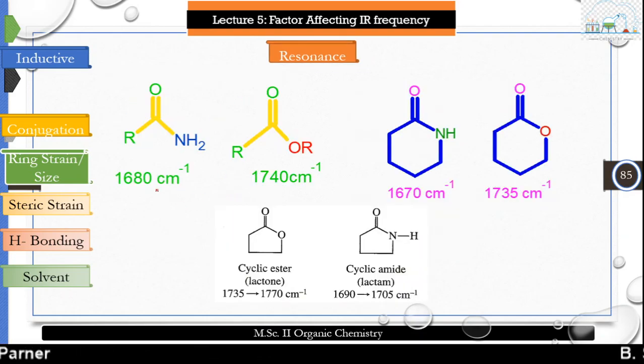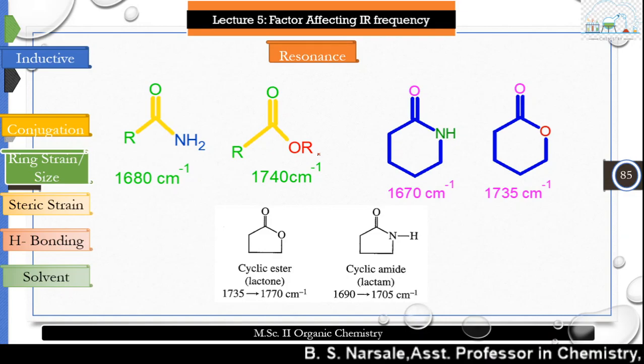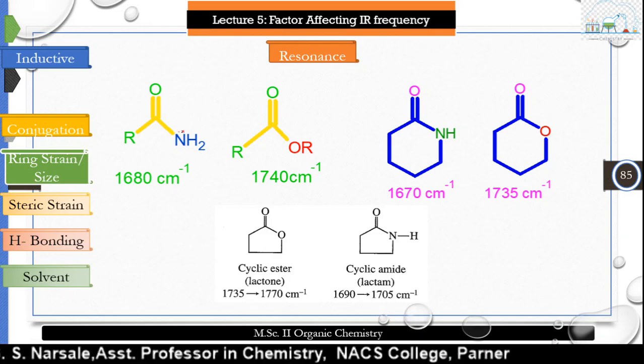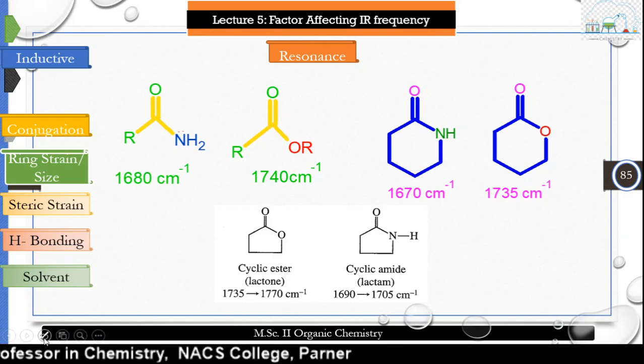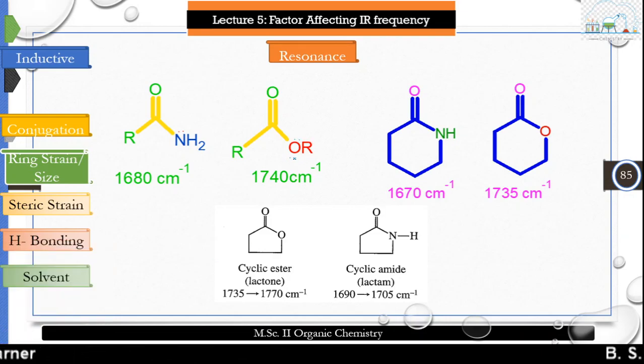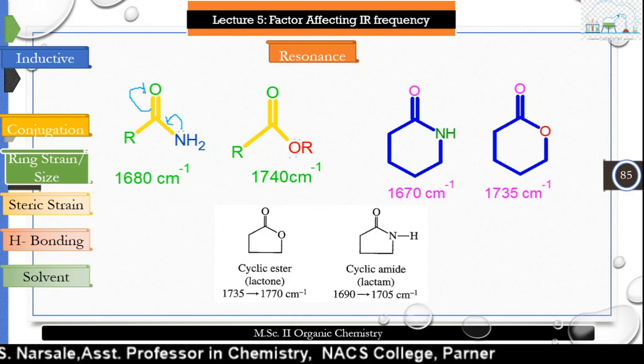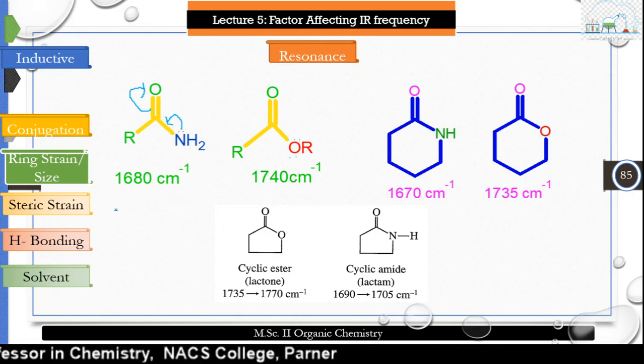We have another example. Let's consider the difference between an amide and an ester. What happens in the amide? The nitrogen carries a lone pair, and the oxygen atom also has lone pairs. But in an ester molecule, oxygen is more electronegative as compared to nitrogen. Nitrogen acts as an electron donor. It donates electrons, and as it donates, the bond length increases and the IR value decreases. Force constant decreases, IR value decreases.